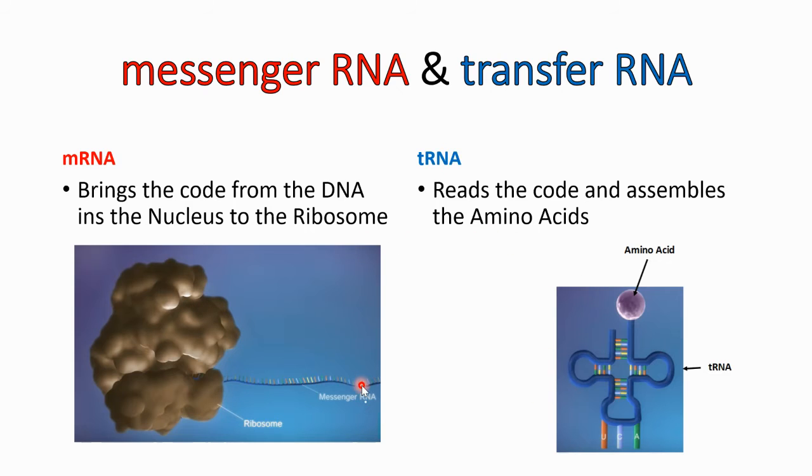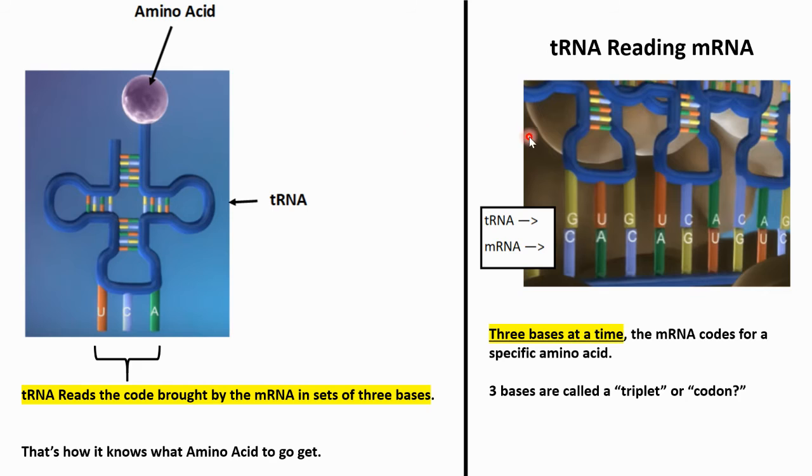And then once inside the ribosome, another molecule called tRNA, depicted here, reads the code and assembles the amino acids. So this shape is tRNA. This purple orb thing at the top of it is the amino acid. And we just want you to picture the tRNA grabbing the amino acid and bringing it into the ribosome factory. And how does it know what to do? Well, the ribosome factory, or mRNA, has that code. So the tRNA will read the code brought by the mRNA in sets of 3. That's how it knows what amino acid to get.